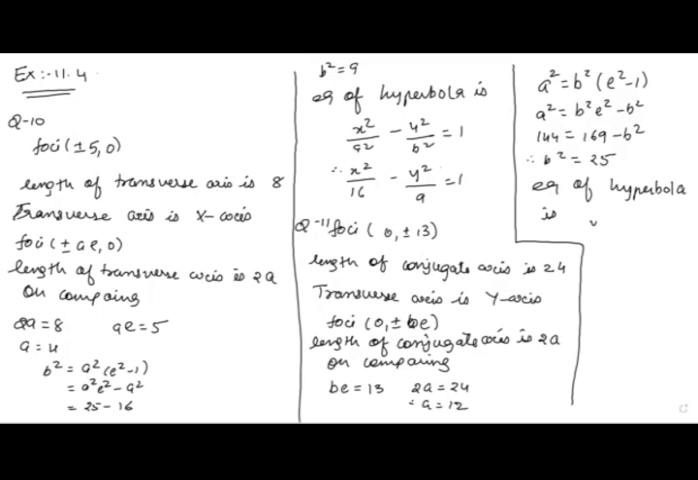is y square by b square minus x square by a square is equal to 1. Therefore y square by b square is 25 minus x square by a square, which is 144, is equal to 1. So this is my final answer.